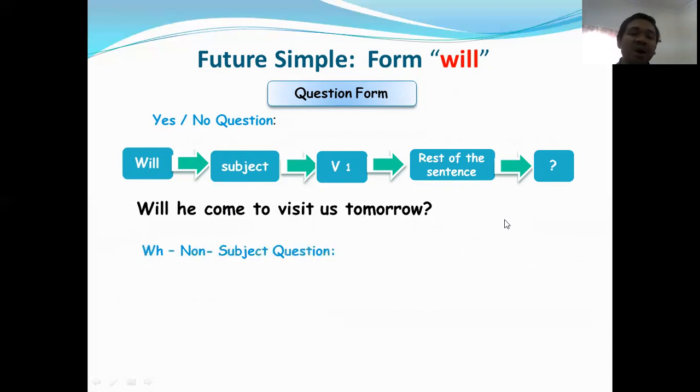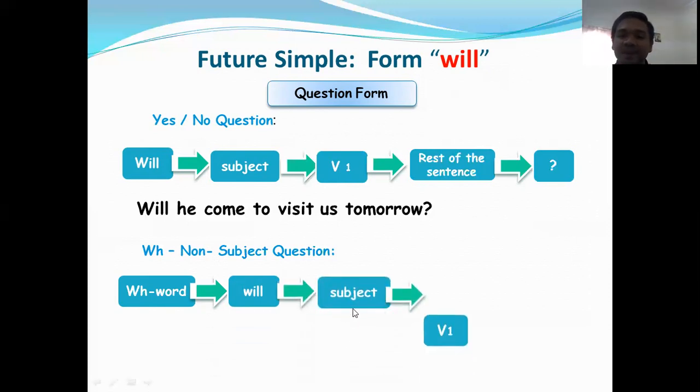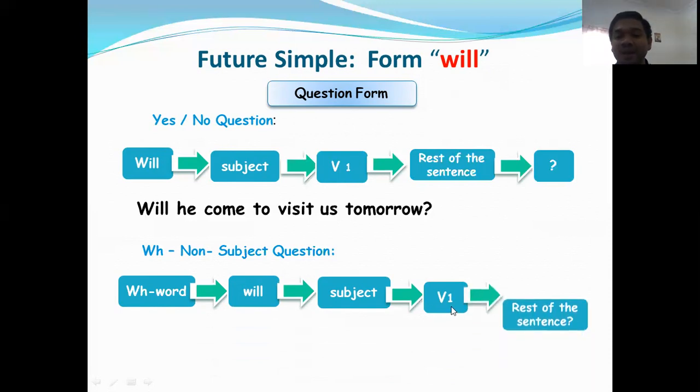Take note. Now, let's talk about the WH non-subject question. We have here a WH word. When it's a WH word, we mean how, what, when, where, and who. Okay, I almost forgot. These are WH questions or words. So we have here WH and will. WH, will, plus subject, plus verb one or the simple present form of the verb, plus the rest of the sentence. Again, WH plus will plus subject plus simple present form, simply known as verb one, and the rest of the sentence.